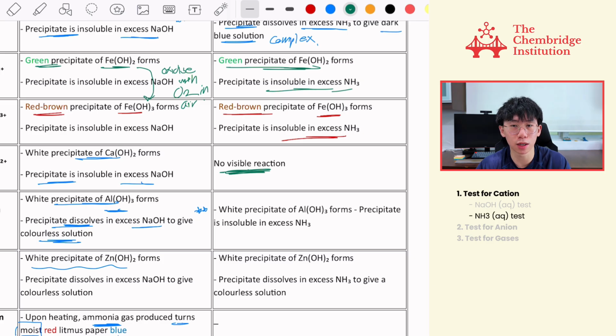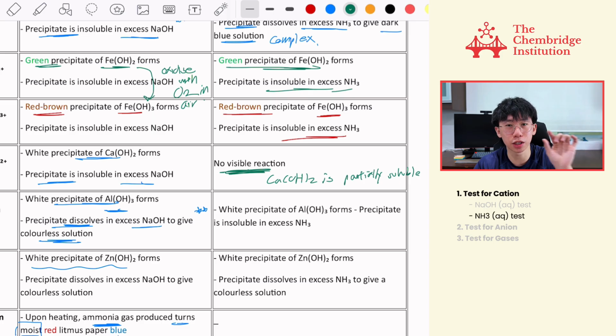Why is there no visible reaction? Actually, there's a bit of reaction, but you just don't see it, because your calcium 2 plus ions is going to react with OH minus ions to give calcium hydroxide. But the concentration of OH minus is very low because it's a weak alkali, remember? And your calcium hydroxide is partially soluble in water actually. So you produce only a little bit of this precipitate, but it's just going to be still dissolved anyway, so it doesn't really come out as a precipitate.